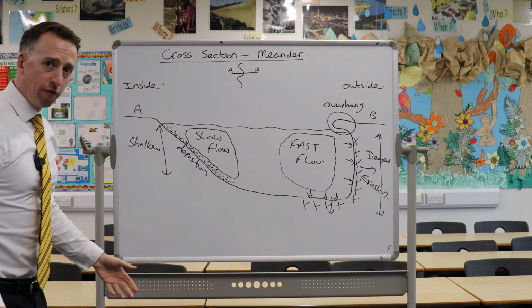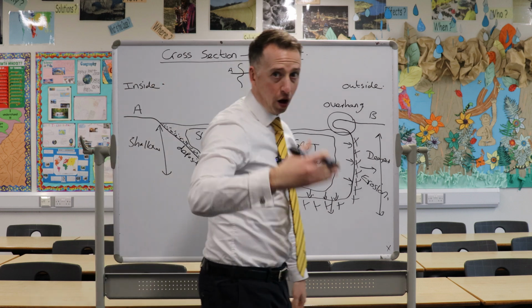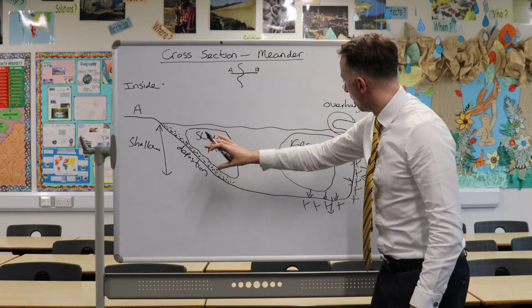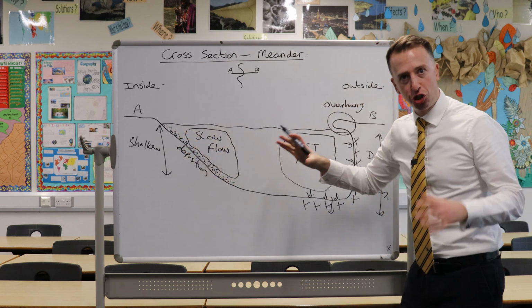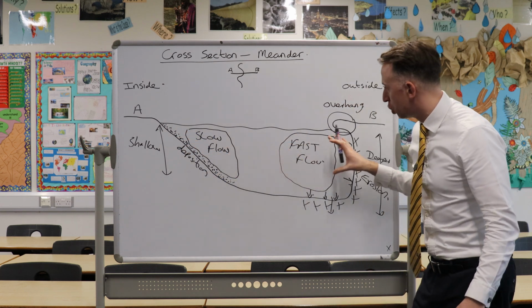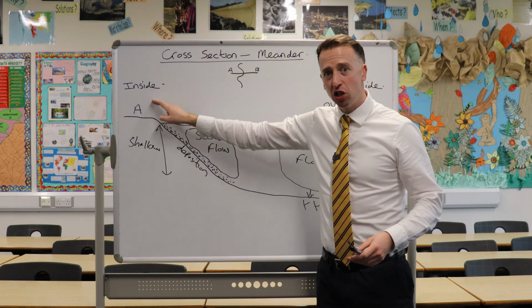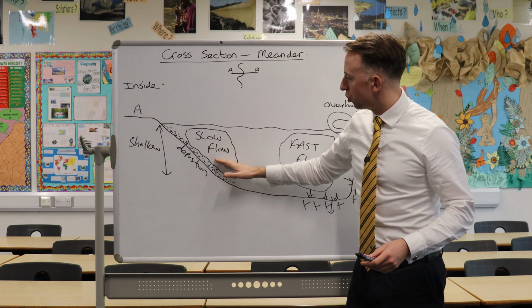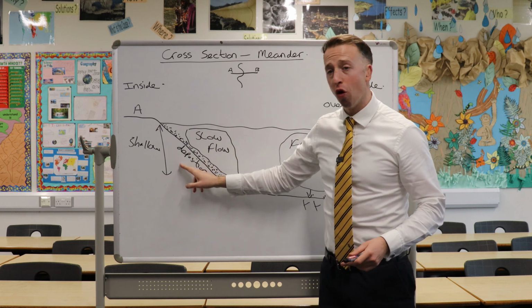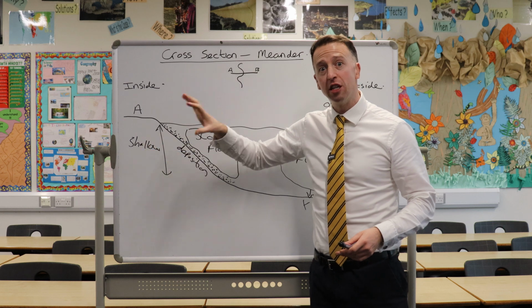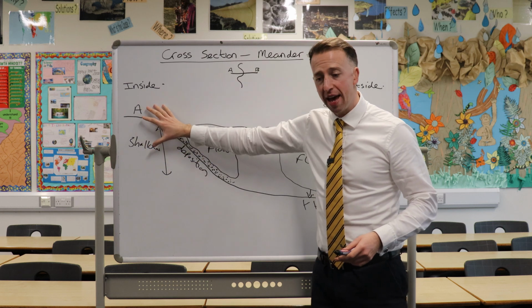So there you go. If you cut the river in half at the point of a meander, this is what it would look like, the shape of the river channel inside. So at point A, on the inside bend, the water's slower, so we get a build-up of deposition, resulting in the river being shallower at point A.